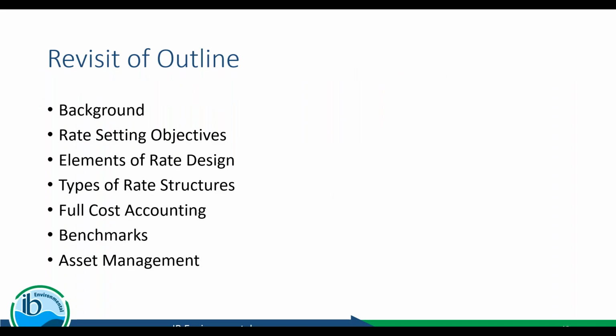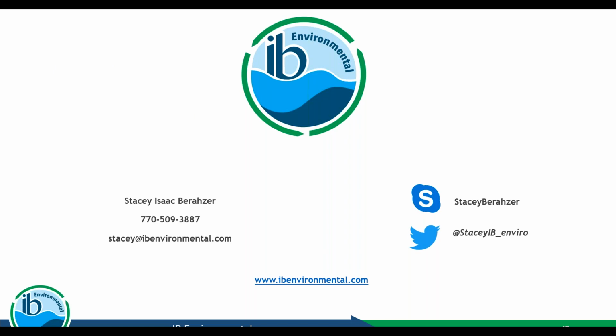All right, so we'll quickly just revisit the outline, right? We had some background, then we talked about the objectives of rate setting, we talked about different elements of rate design, and then we folded that into what types of rate structures kind of come out of those elements. And we quickly looked at full cost accounting, the benchmarks, and asset management as sort of good practices that we should fold into the rate setting process, or help the utilities that we're working with to consider when they do set their rates.